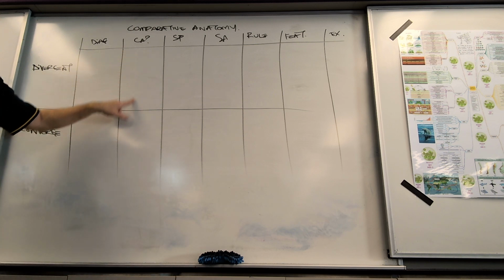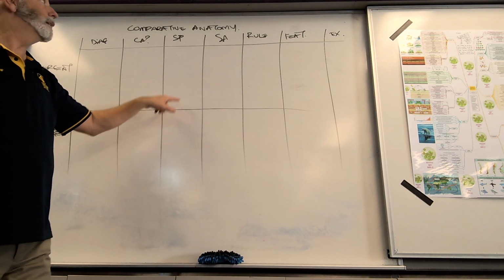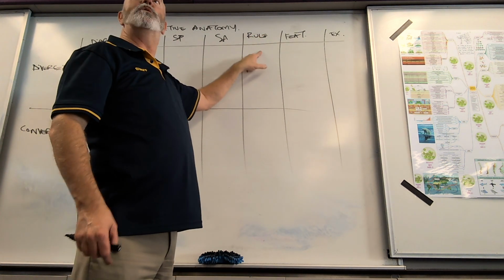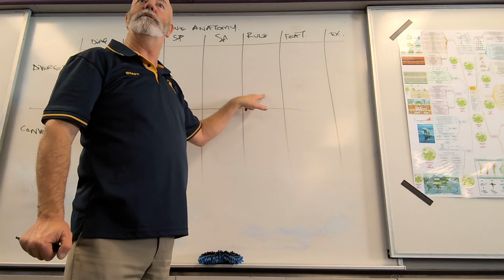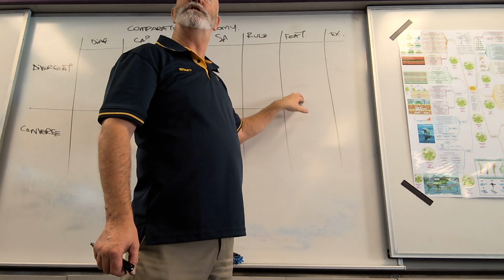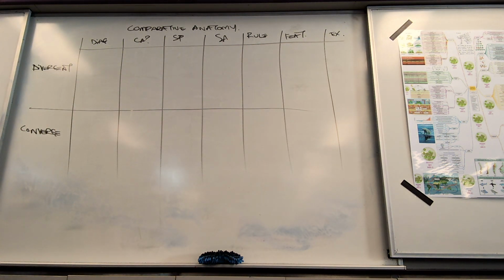CA means is there a common ancestor? SP means is there the same selection pressure? SA means is there a same selective advantage? There is a rule that goes with this particular type of evolution. There's a name for the type of features that we see, and an example. If you know that, that's the knowledge, but then you need to be able to apply it. So you need to be able to look at a circumstance and decide whether there's a common ancestor or not, or does it have homologous features, or you need to apply your information.